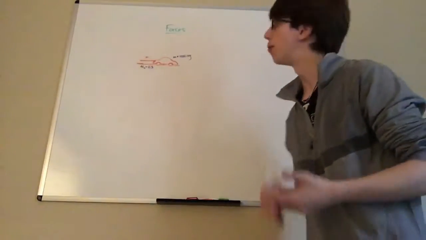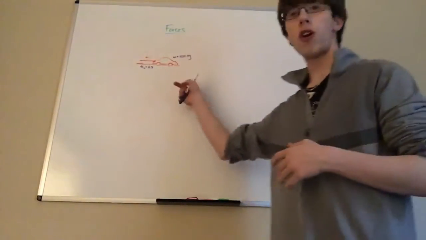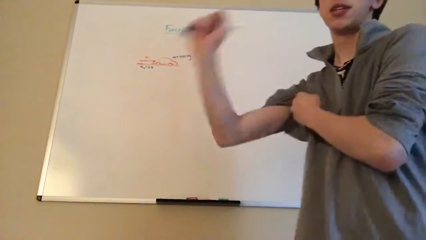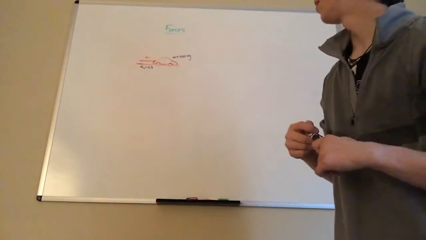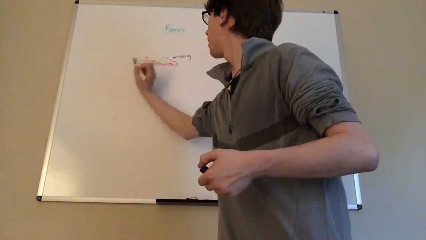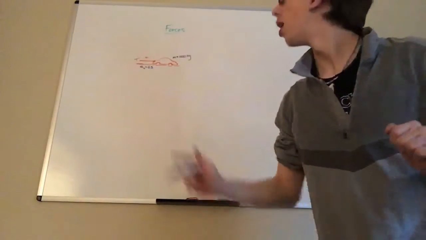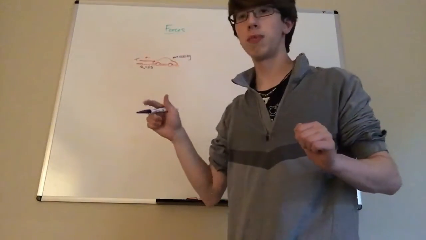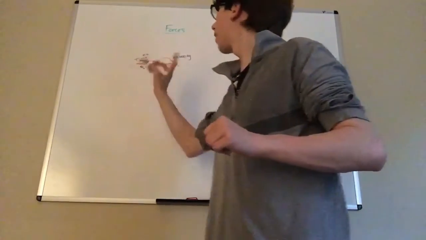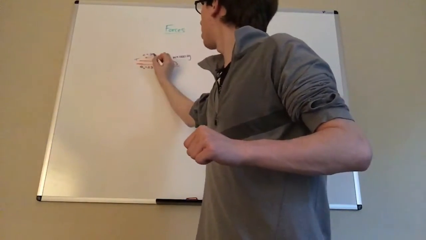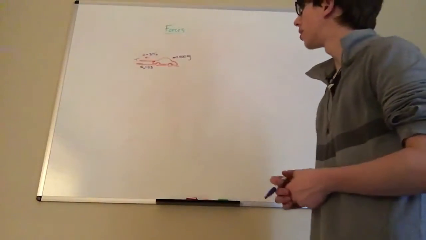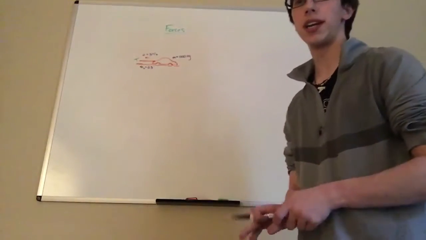So here we have a problem involving a car being towed by a tow truck. What we want to find is the tension force of this rope on the car if it's accelerating at 3 meters per second squared backwards. So let's solve this. First, we start off with a free body diagram.